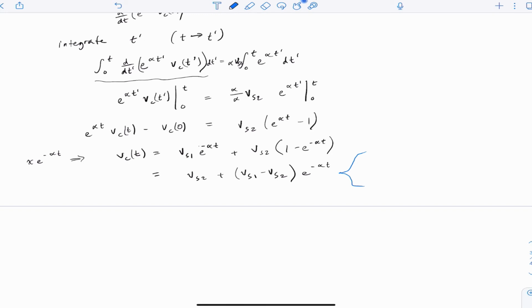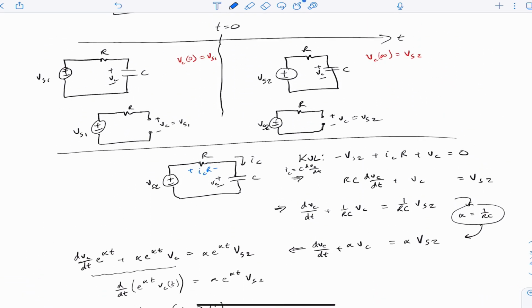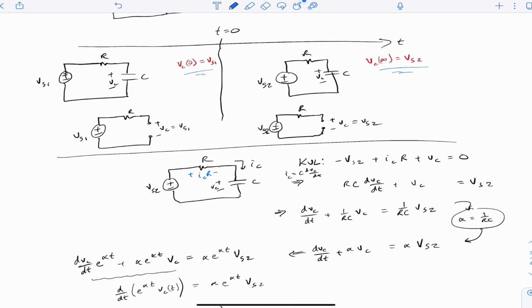At t equals 0, that exponential goes to 1. So we have Vs2 plus Vs1 minus Vs2. So we have, and then at t equals infinity, so we're just checking the range, the extreme limits here. That exponential goes to 0, and we're just left with Vs2. And looking at the picture that we drew earlier, we see agreement as we compare with the previous results. Vc0 is Vs1, Vc infinity is Vs2.